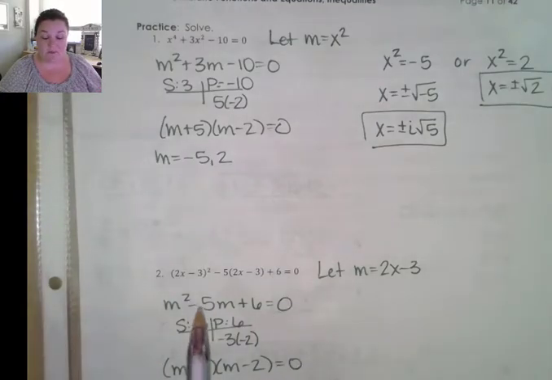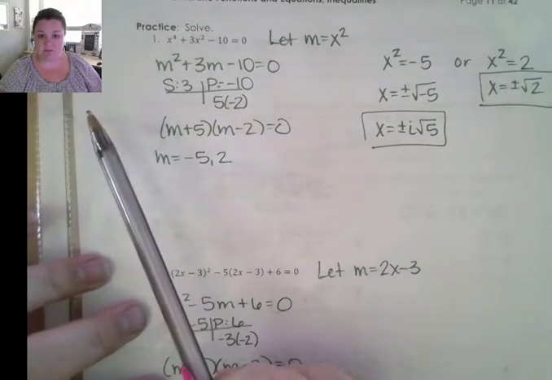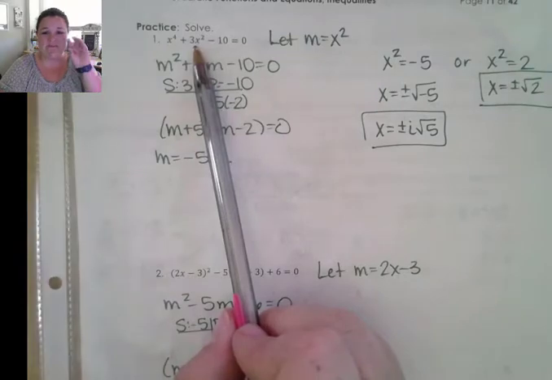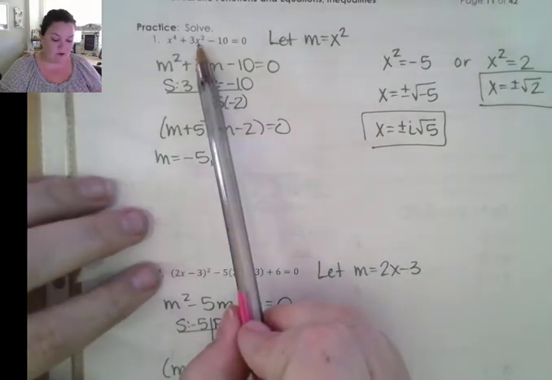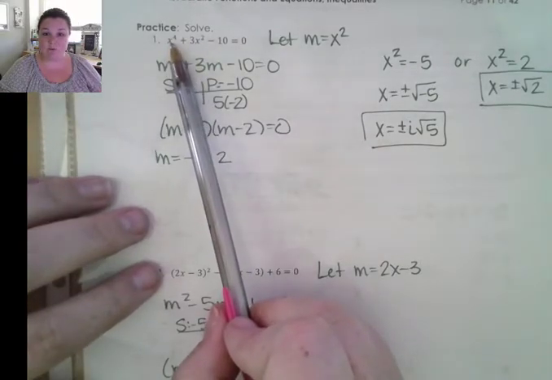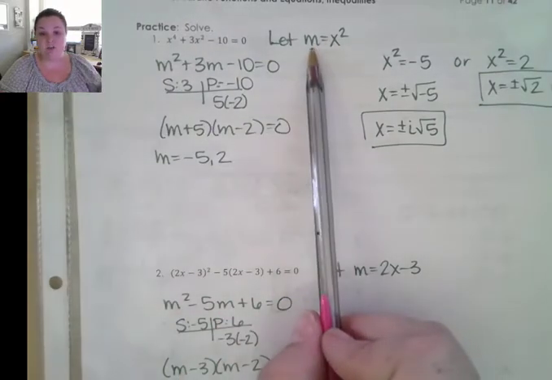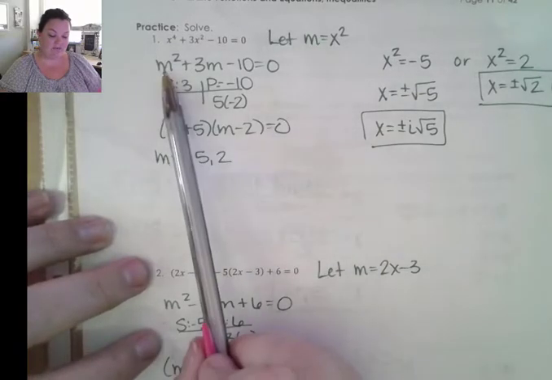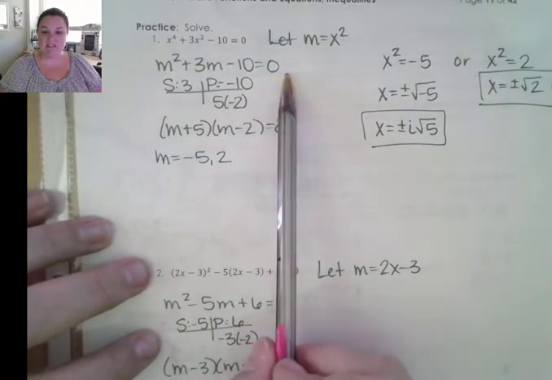Okay, let's give number one a look. This one was very similar to the last practice problem I did, right? We need to replace this x squared because we always want that variable in the middle to be to the first power. Because if we can ensure the one in the middle is the first power, then hopefully the first one will be squared, right? So I'm just going to replace that x squared with a letter. I chose m. You can choose whatever letter you want. So we should have our new letter squared plus 3 times our new letter minus 10 equals 0.